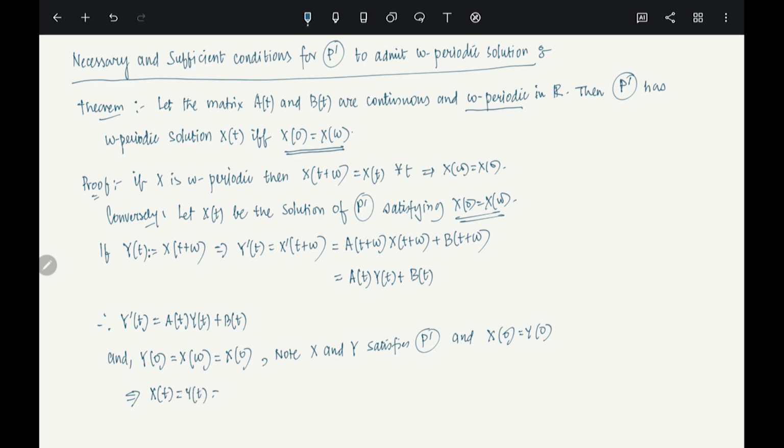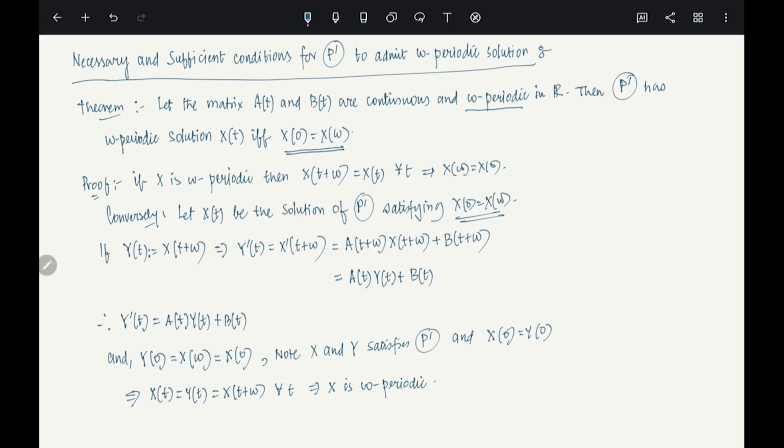There is no other way, and that will imply, what is y of t? It is nothing but x of t plus w. This should hold for all t, right? In whatever interval it is, this should hold for all t. So that implies that x is w periodic. I hope this is clear.